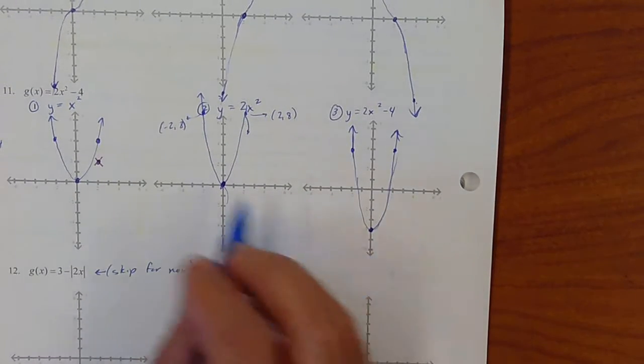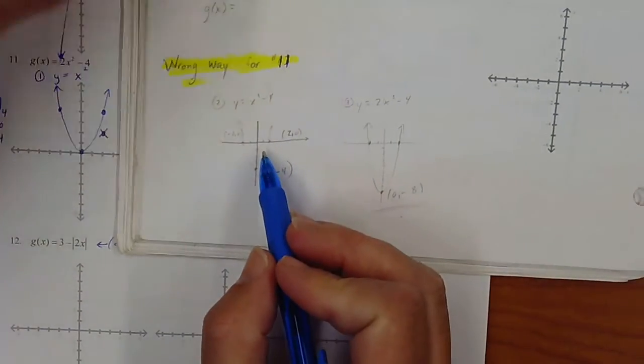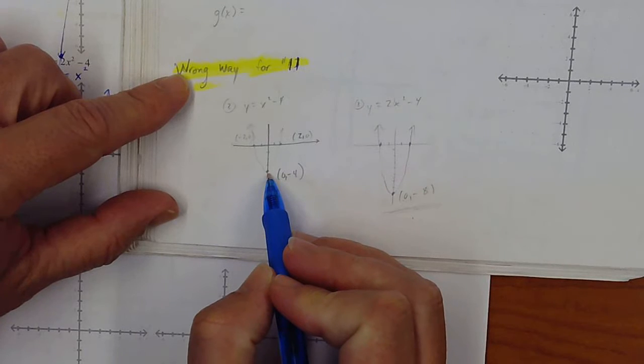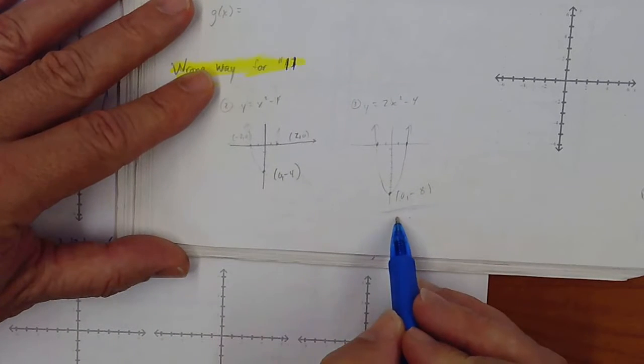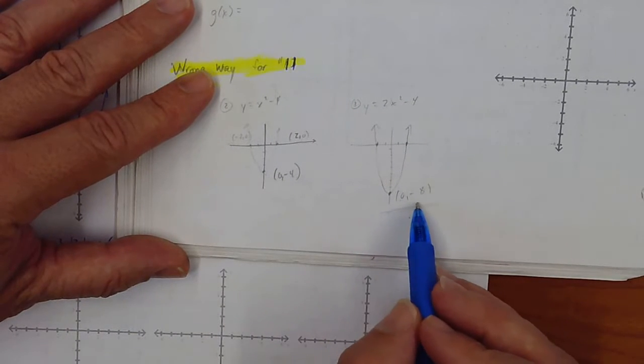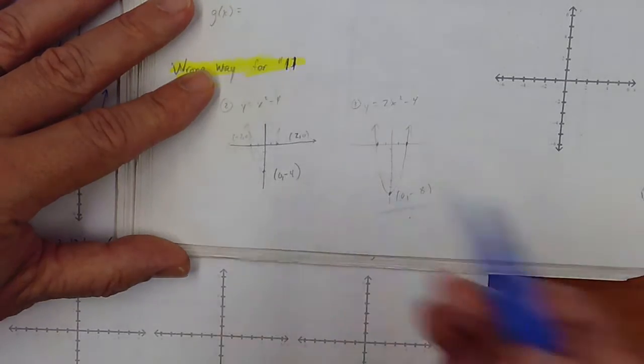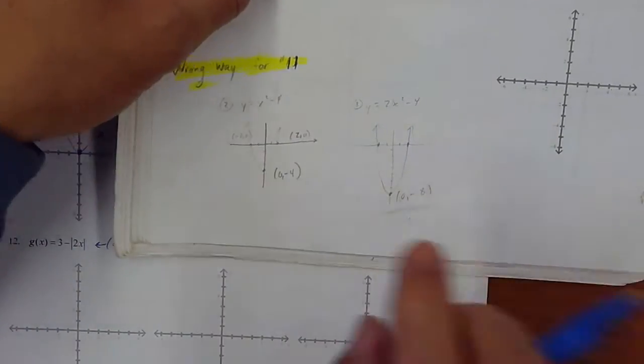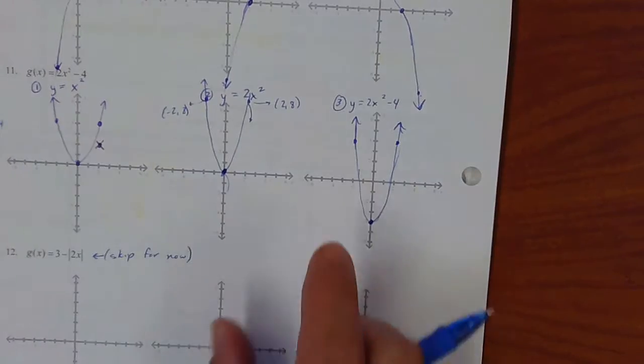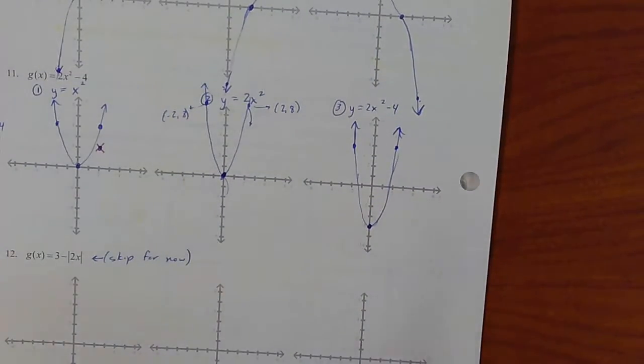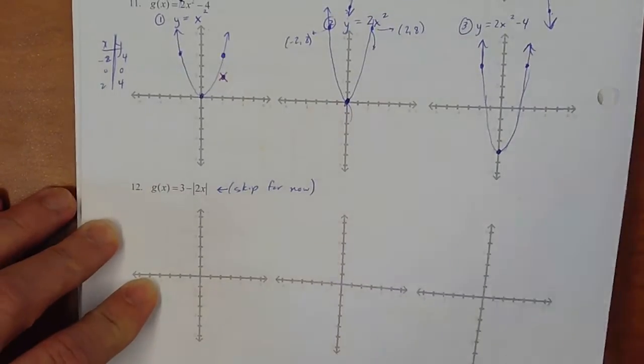Okay, if you do the wrong order and you do the vertical shift first, this is what happens. Okay, shift down 4, then multiply all these by 2, and I get the wrong coordinates. 0, negative 8 is not supposed to be on the graph. It is if you do the wrong order. So that's the wrong one. This is the right way. Okay, you can skip 12 for now.